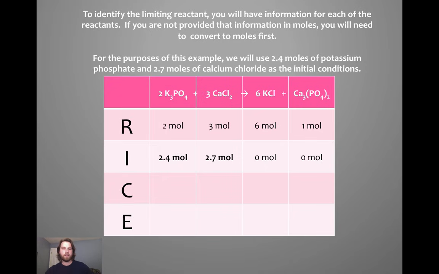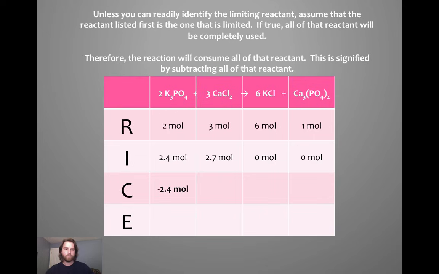So what we need to do is fill out our RICE table. Unless you can already identify the limiting reactant or you have already done it in a previous step, assume that the reactant that's listed first is the limiting reactant. If so, all of that reactant will be completely used. Ending up with negative amounts on the endpoint is a bad thing, so if you make a mistake, your RICE table will let you know. Let's say that potassium phosphate is the limiting reactant, and we use up all of it.